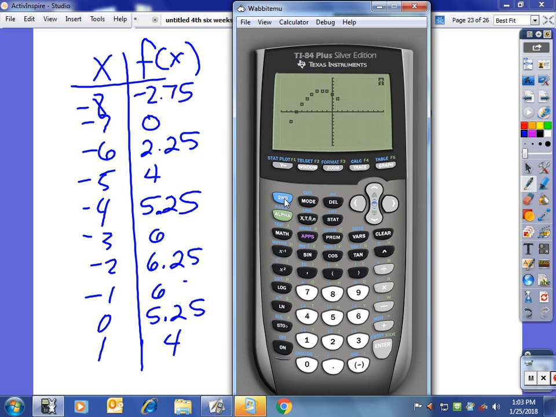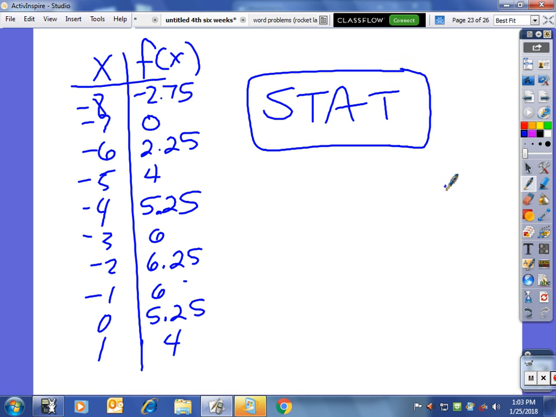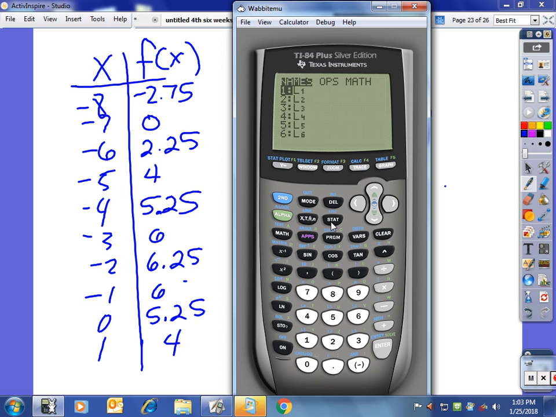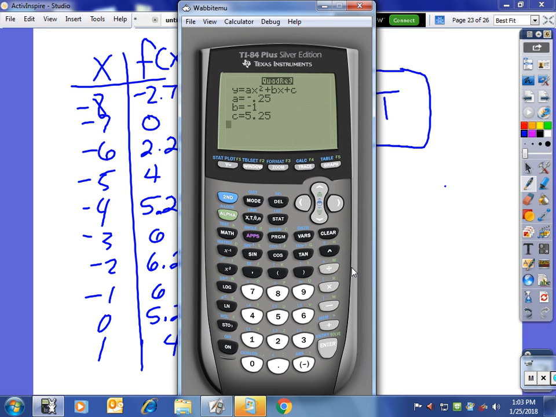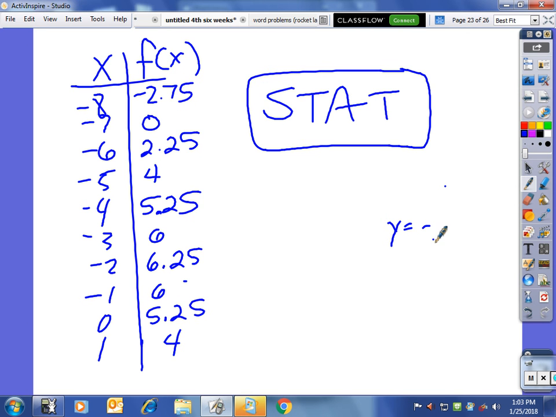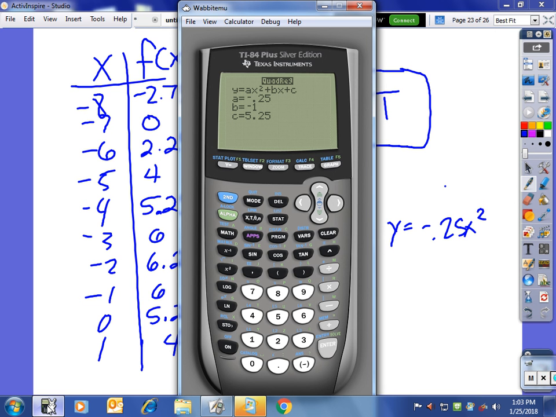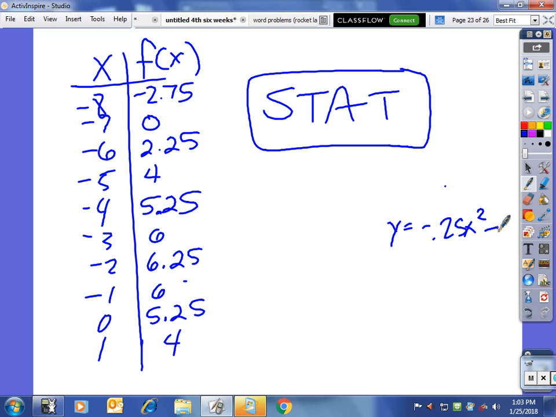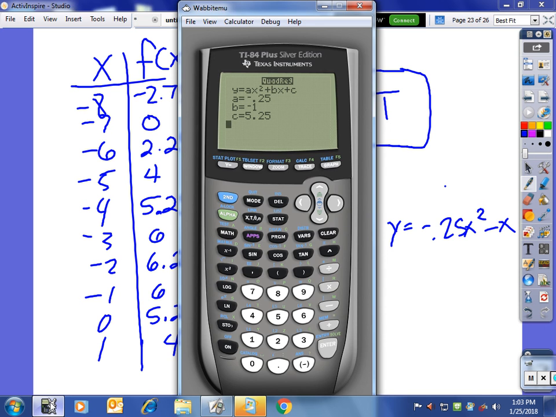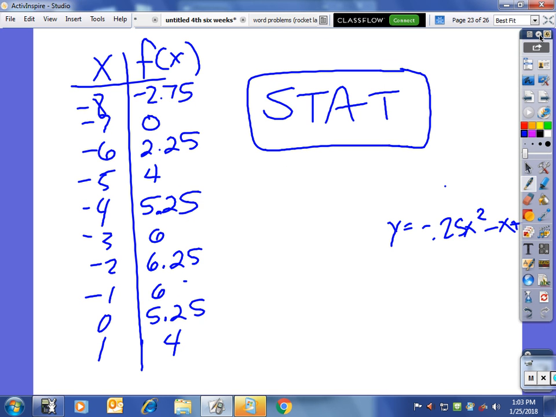The equation. Okay, so to get the equation, though, I've got to go right back to stat. I already did stat edit, but now I want to calculate. And we know it's quadratic. We looked at a picture of it. And then hit enter a whole bunch of times. And there's my equation. Y equals negative 0.25x squared minus 1x plus 5.25.